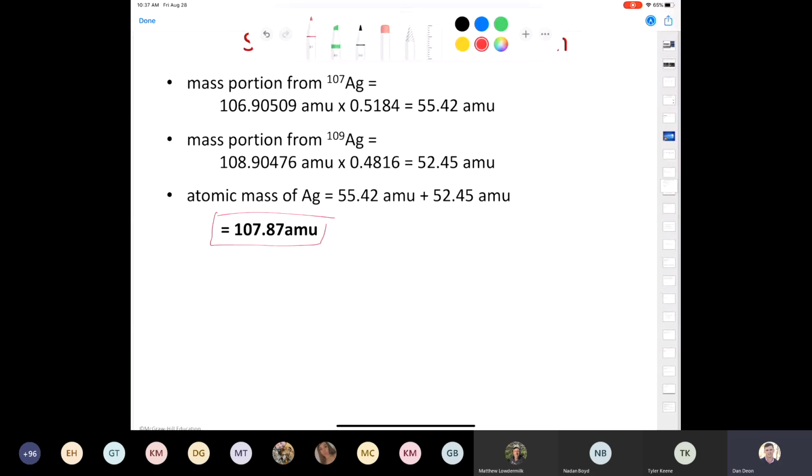Let's go to the periodic table. I'm lifting my eyes here, and I'm looking at my periodic table of elements, which is taped to my wall, and it says 107.87. Hot dog, we have a winner. Okay, it works. All right.